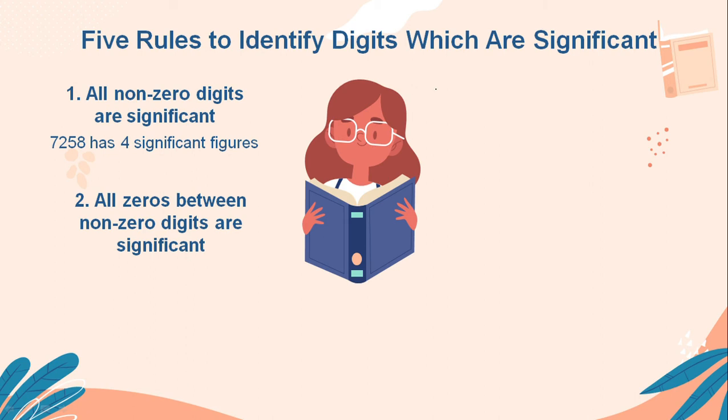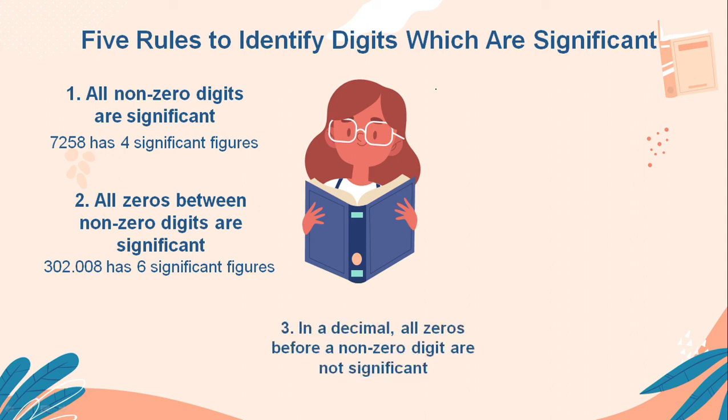Second rule, all zeros between non-zero digits are significant. For example, 302.008 has 6 significant figures. Third rule, in a decimal, all zeros before a non-zero digit are not significant. For example, 0.021 has 2 significant figures.